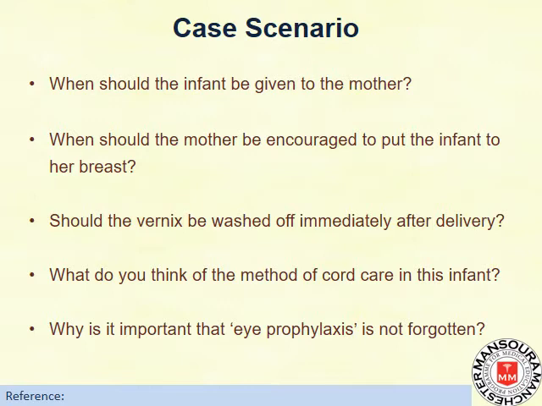And now we come to the following questions. When should the infant be given to the mother? When should the mother be encouraged to put the infant to her breast? Should the vernix be washed out immediately after delivery? What do you think of the method of cord care in this infant? Why is it important that eye prophylaxis is not forgotten?